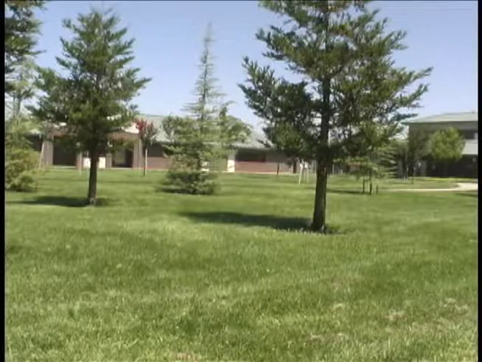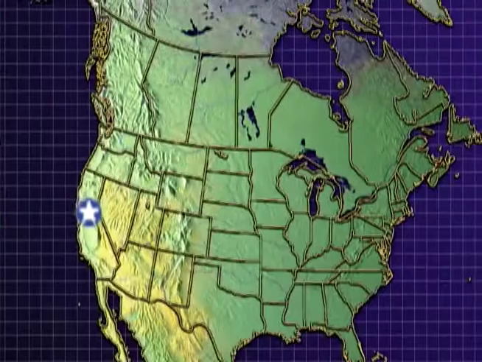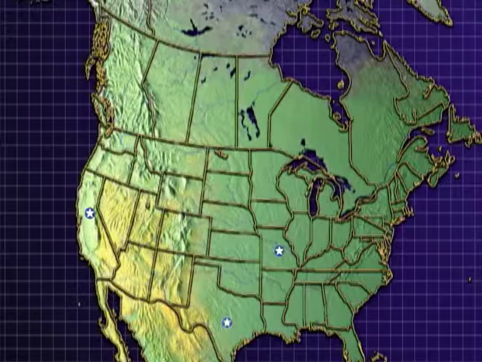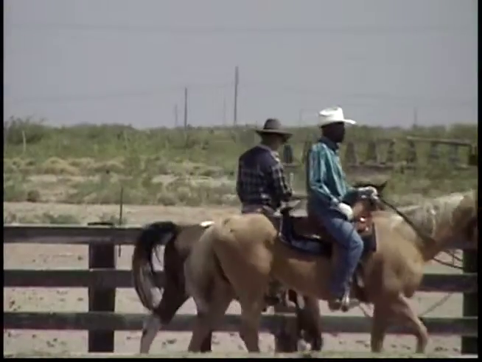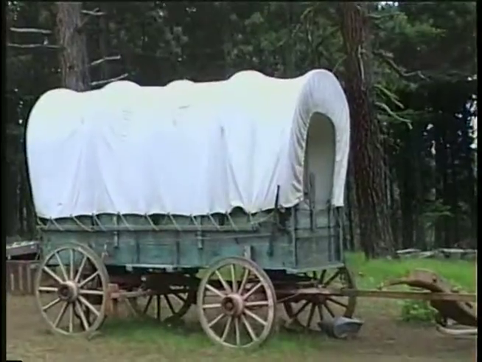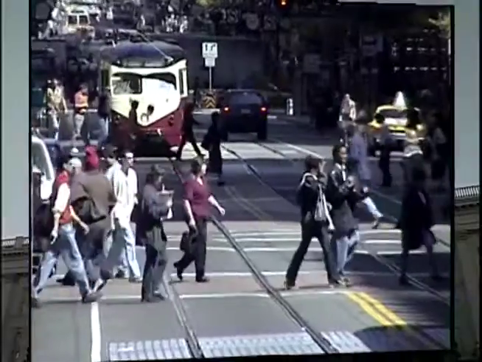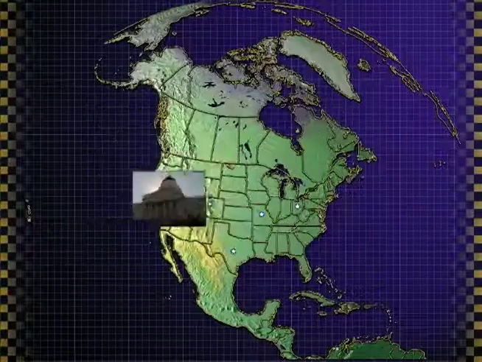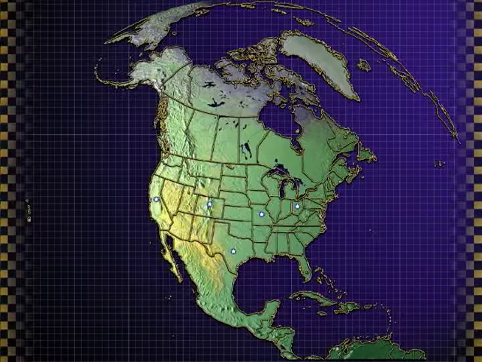Let's think some more about location. Do you know why so many state capitals are located in the middle of their states? Think about this. Before there were cars and airplanes, people had to ride horses, walk, or travel by wagon. Some cities became the capital of the state because they were in the middle of the state and people from all different directions could get to them more easily.